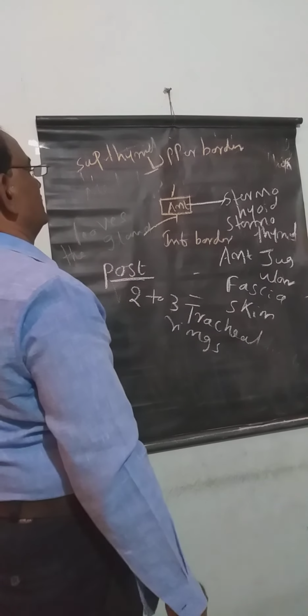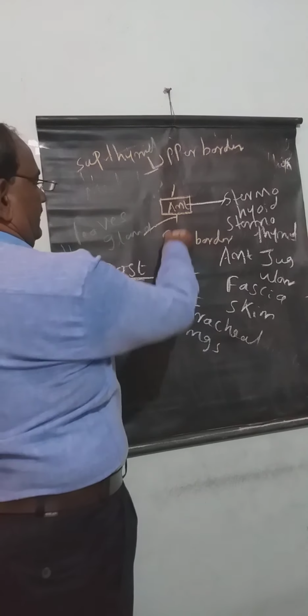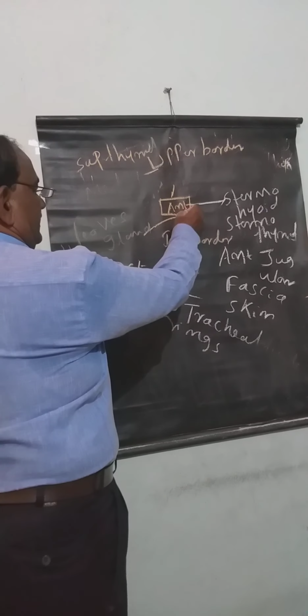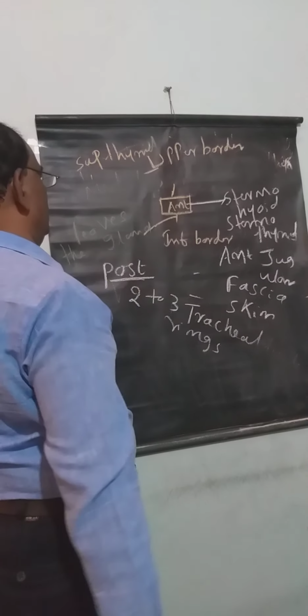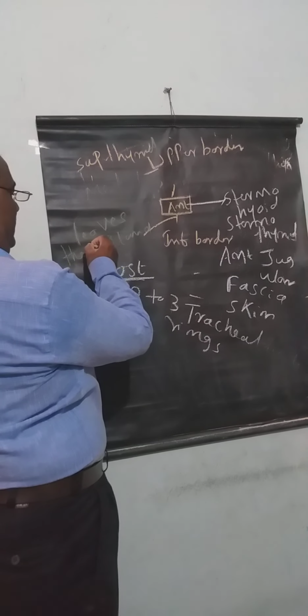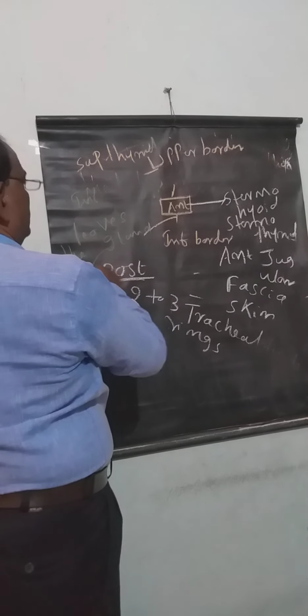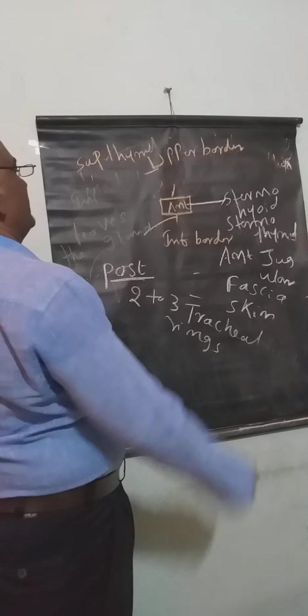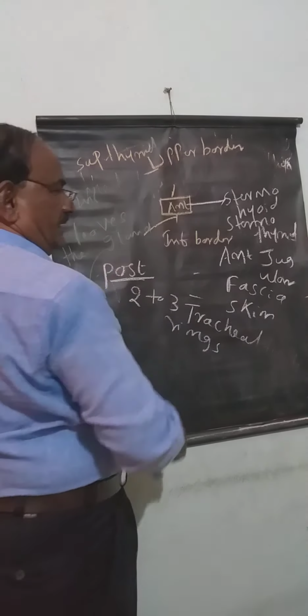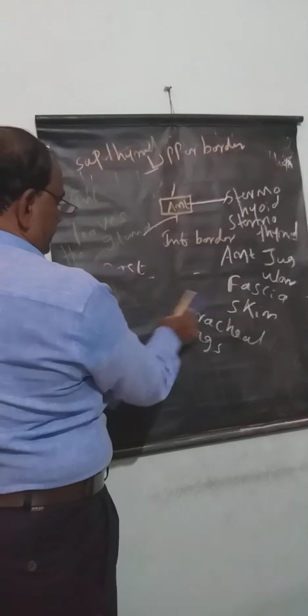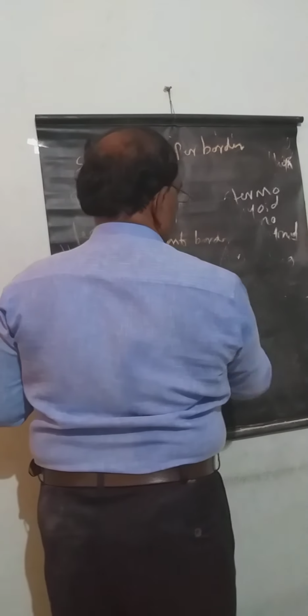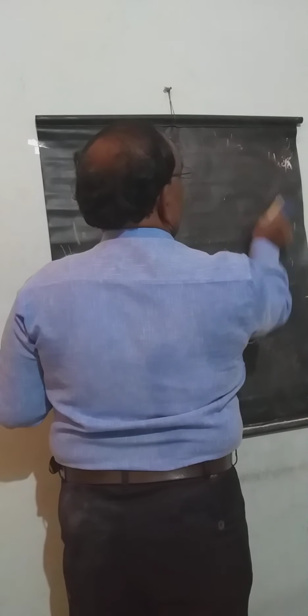The inferior thyroid vein leaves the gland from the inferior border of the isthmus. At the level of the inferior border of the isthmus, the inferior thyroid vein leaves the gland, and at the upper border there is the superior thyroid artery. Now we will see the relations. These are the relations of the gland.